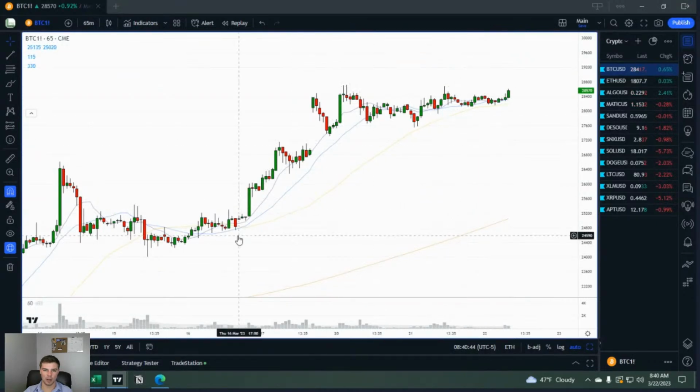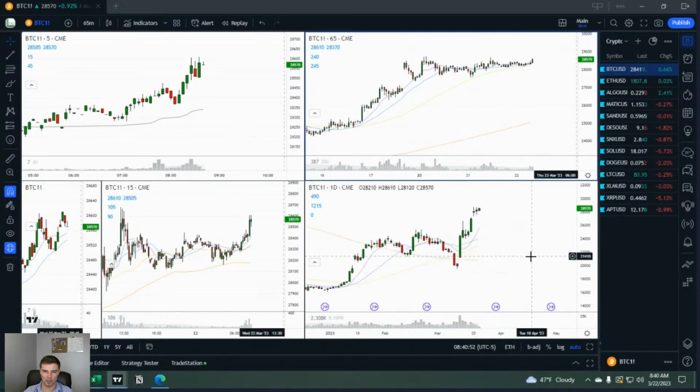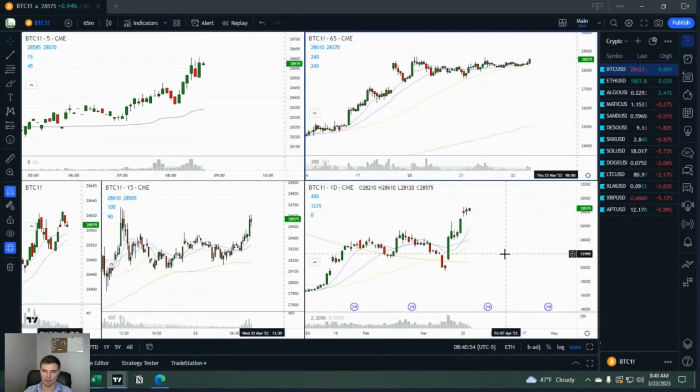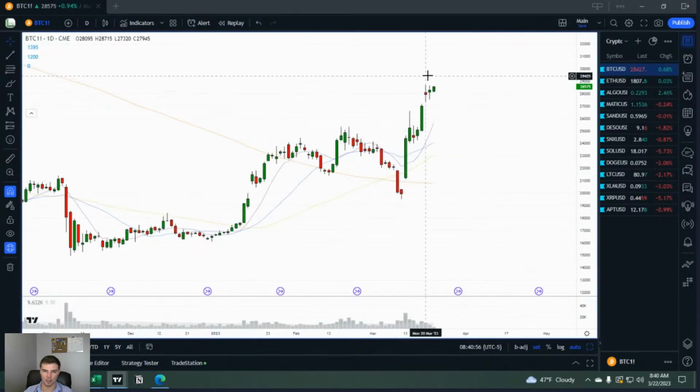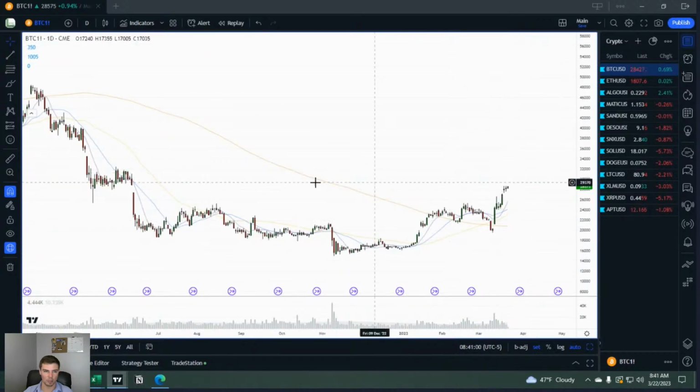Hourly chart doesn't look too bad. Ascending triangle, I definitely see what you're looking at over like 28.7. But I would just be a little bit mindful. This daily chart's extended. It's up here quite a bit. Volume is not really supporting another move higher, and we are getting into this $30,000 area.